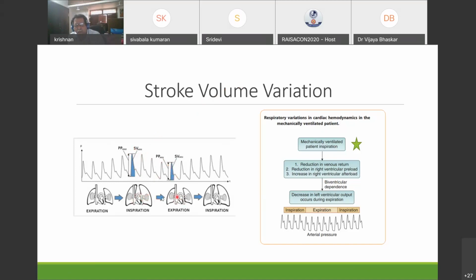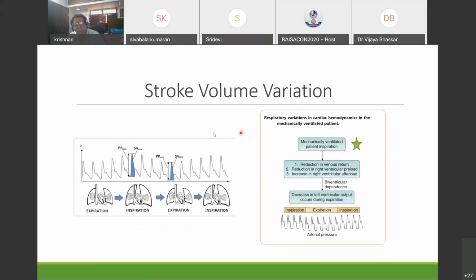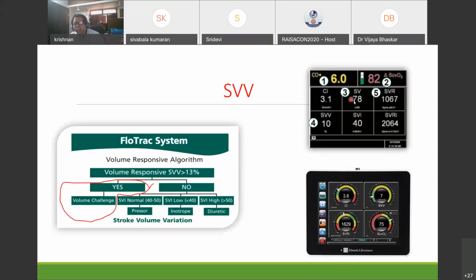This cannot be done on a spontaneously breathing patient, for which we need an ideal condition where you give a relaxant and intubate the patient. So when you do this, you get a value. Okay, this is stroke volume variation. The difference between the peak pressure at inspiration and the peak pressure at expiration is shown as a number, the stroke volume variation. Okay?